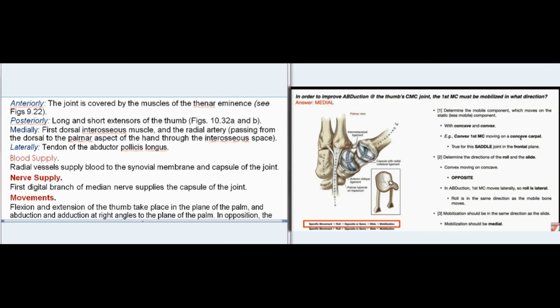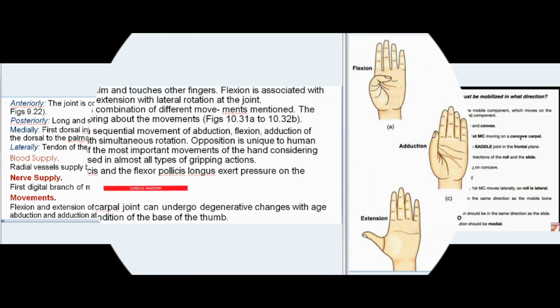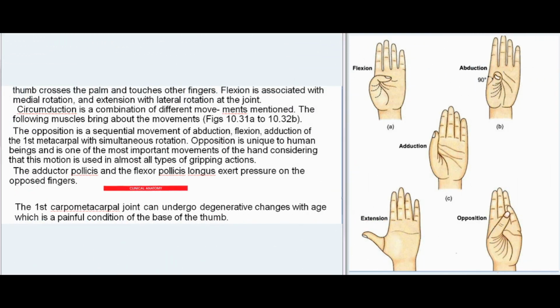First digital branch of median nerve supplies the capsule of the joint. Movements. Flexion and extension of the thumb take place in the plane of the palm, and abduction and adduction at right angles to the plane of the palm. In opposition, the thumb crosses the palm and touches other fingers. Flexion is associated with medial rotation, and extension with lateral rotation at the joint. Circumduction is a combination of different movements mentioned.